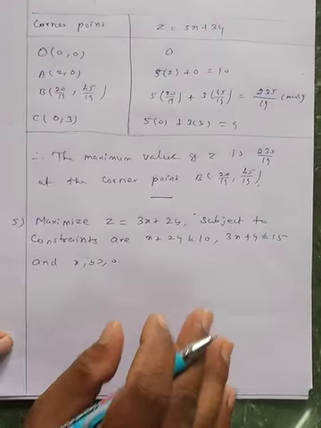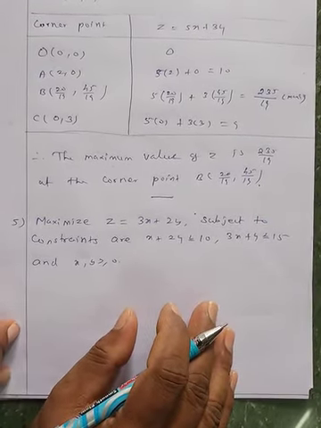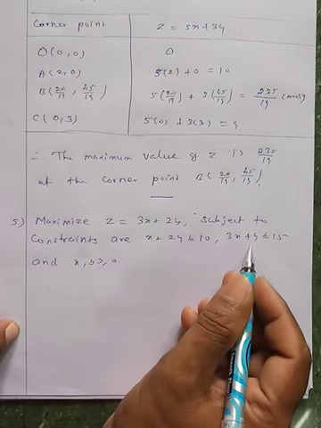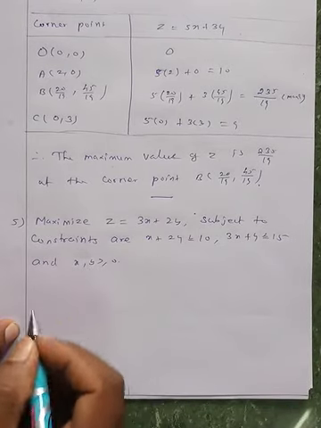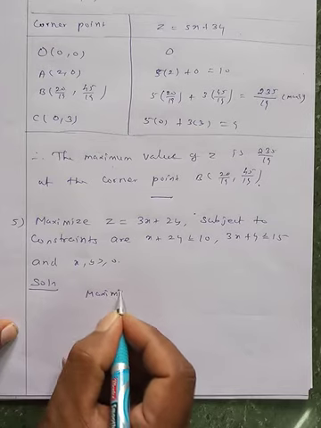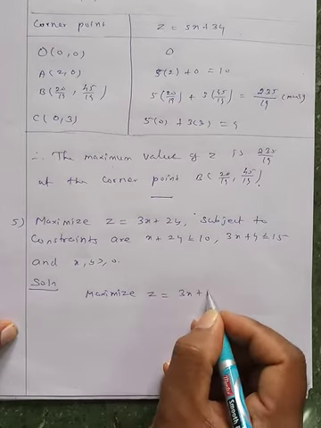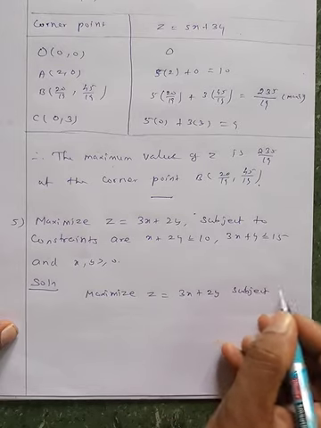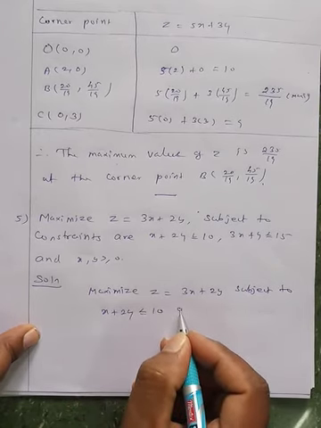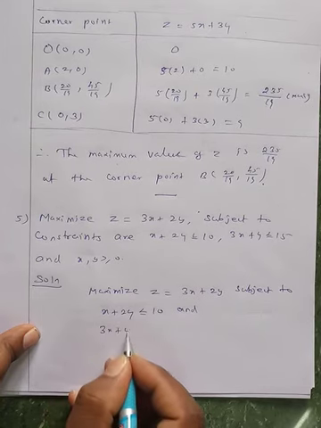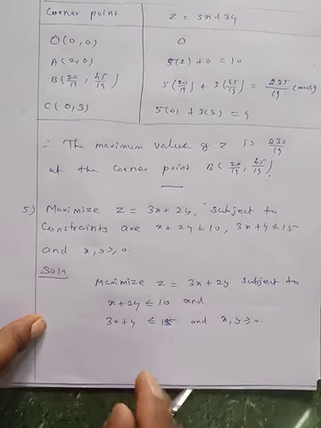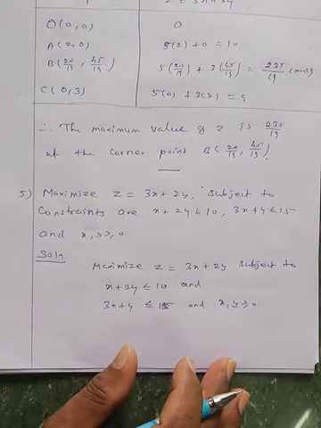Now the question number 5. Maximize Z is equal to 3x plus 2y subject to the constraints x plus 2y less than or equal to 10, and 3x plus y less than or equal to 15, and x comma y greater than or equal to 0. Solution. Now the problem: maximize Z is equal to 3x plus 2y subject to x plus 2y less than or equal to 10, 3x plus y less than or equal to 15, and x comma y greater than or equal to 0. This is the given problem.